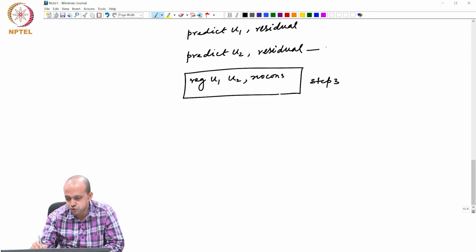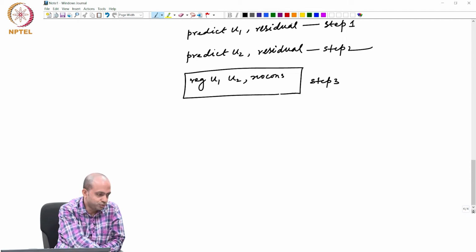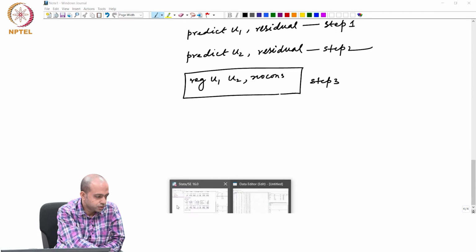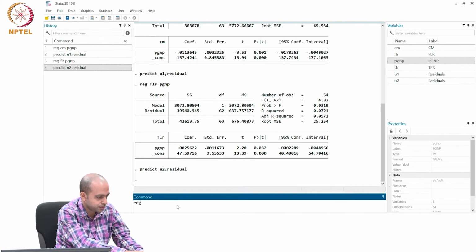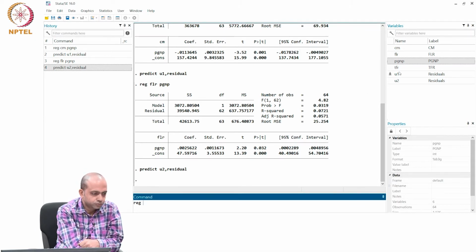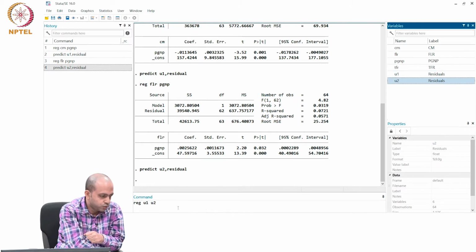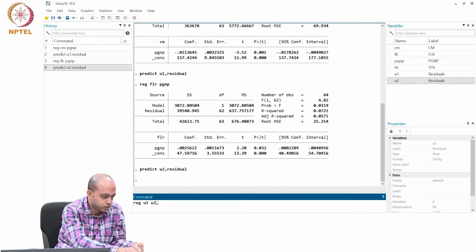This is step 2, this is step 3, and this is step 1. In step 1, we will regress and then we will collect the residual. So, in step 3, what we need to do? We will regress U1 on U2, and then we will put no cons.